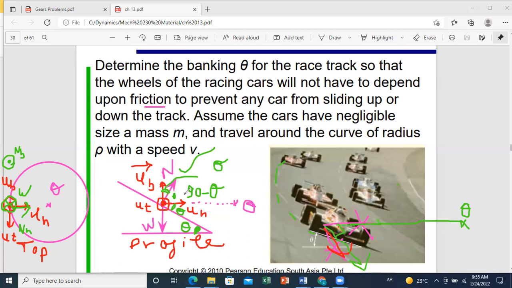You can see it also better in this view. In this view, if I look from top, I have a circular motion. UN is directed towards my center. UT is tangent to the path. I can represent them in this profile view and in this view. If I look from the profile view, I will just see UN because UT is perpendicular towards me, okay?